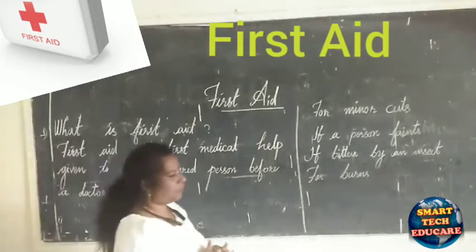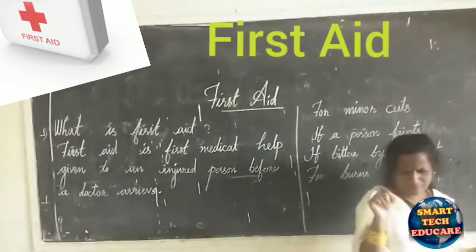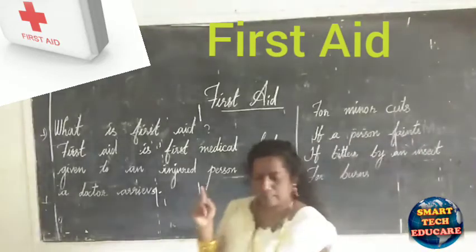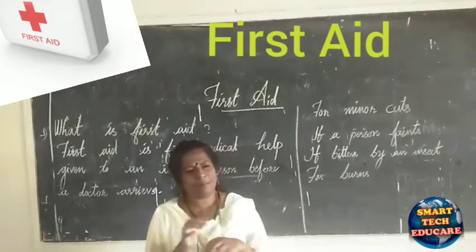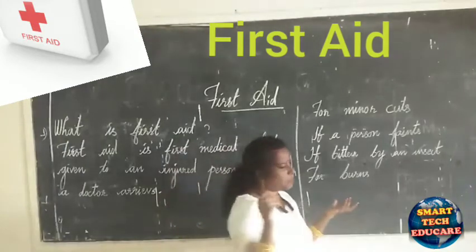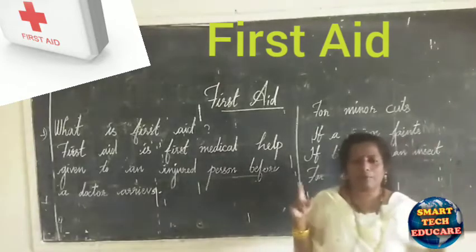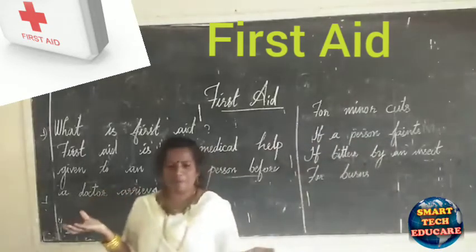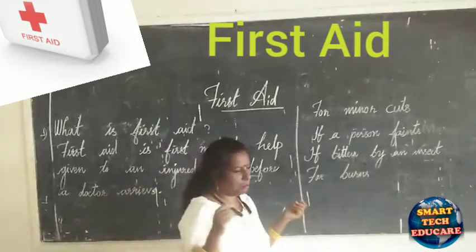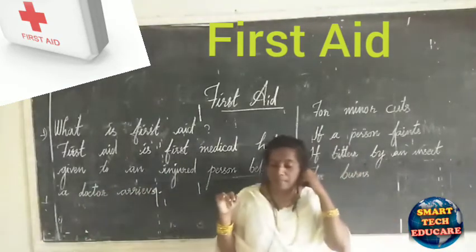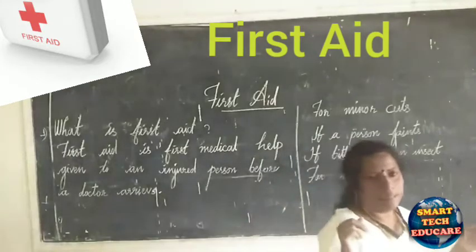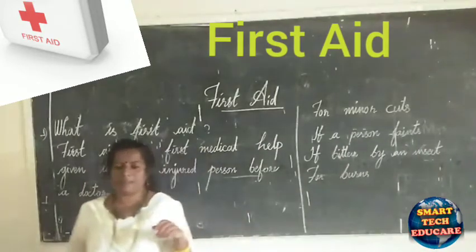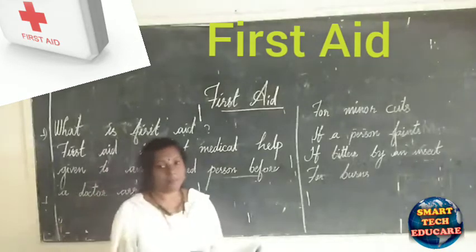See, suppose a bee or wasp bites, that sting itself, insects have those stings, so that may cause pain to us. Then what do we have to do? First, we can apply baking soda paste. Baking soda is available in our home. That paste we can apply, or cold cream, on the affected part. Then we will get a little relief. If the condition is serious, you can take the patient to the hospital.